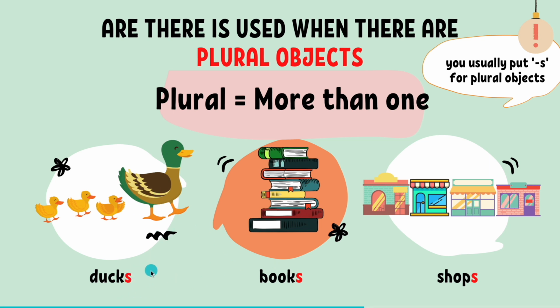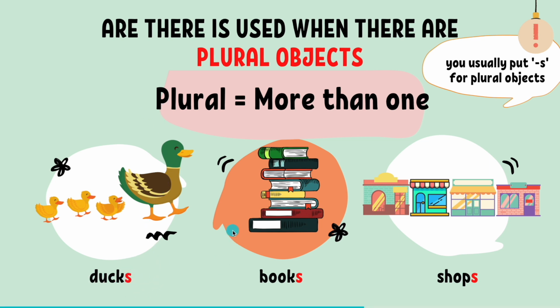Okay, for example, ducks. See, there are more than one duck. So, 1, 2, 3, 4. There are 4 ducks. 4 is equal to plural objects, so you put S at the back here.